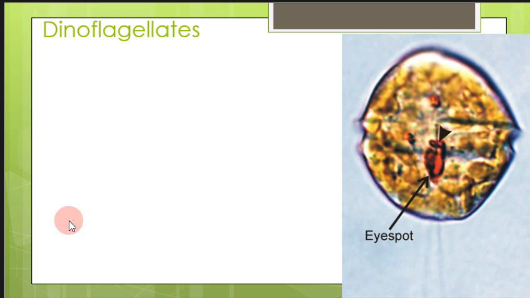Dinoflagellates. It turns out I actually have some living dinoflagellates with me right here in this box. They're my pets. I brought them today. I don't know if they're going to cooperate with me today, but we'll look at them under a scope for sure.